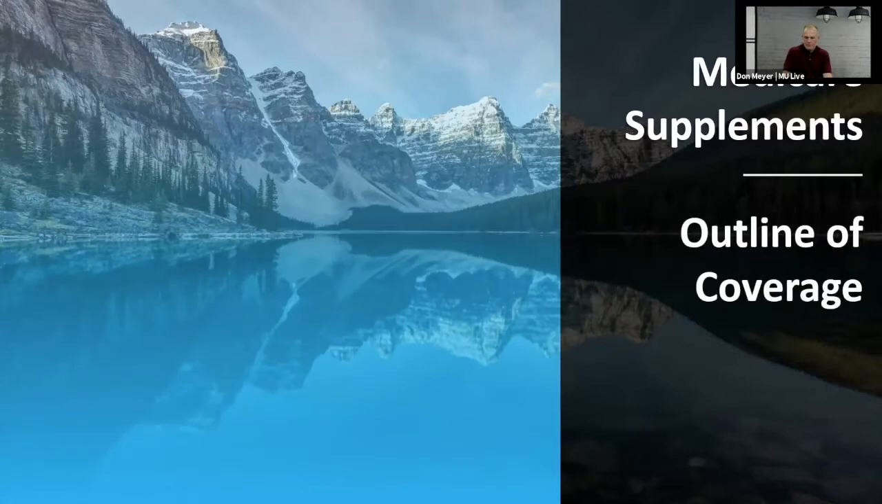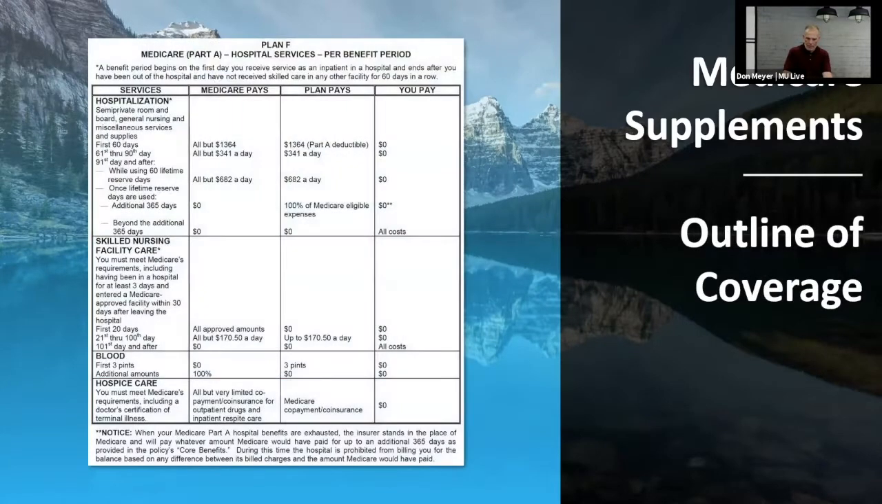Okay, so let's look at an outline of coverage for a Medicare supplement plan. I just chose Plan F. Plan F is my favorite plan. That's what I sell to everybody, unless they're buying Plan N. And that's going to end, of course, here, and the rules are going to change. But Plan F is just great because it's simple. It covers everything.